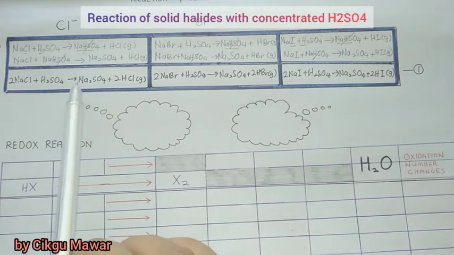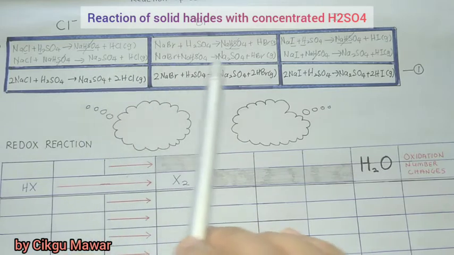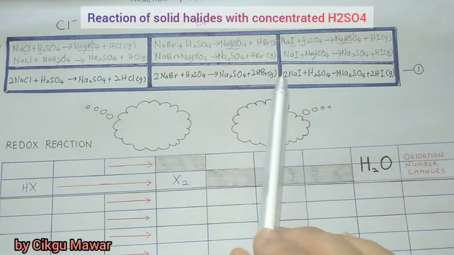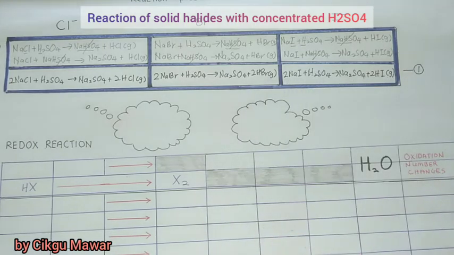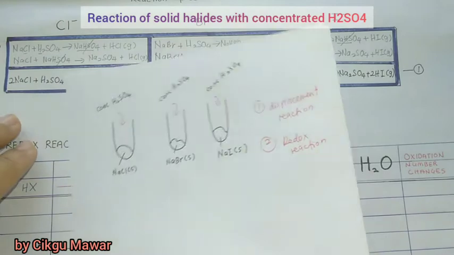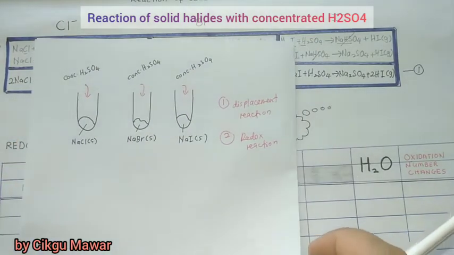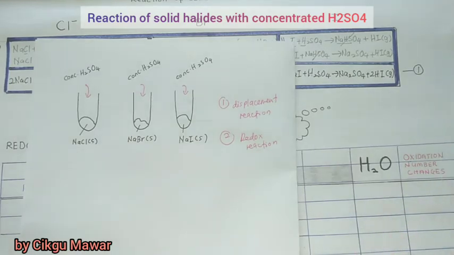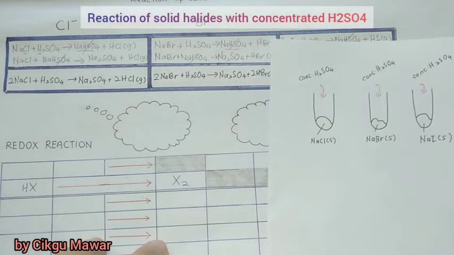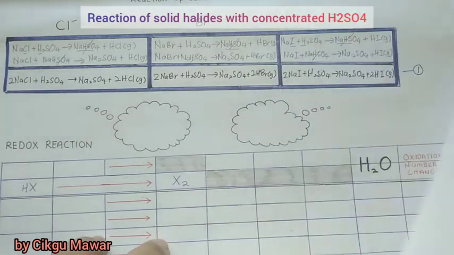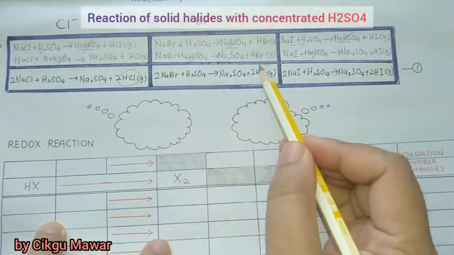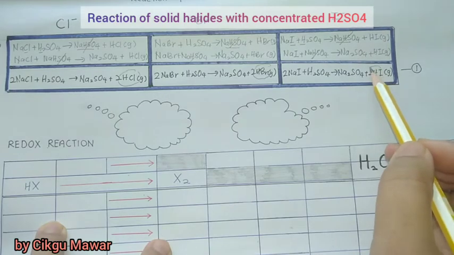Now we have the displacement reaction between the 3 types of halide. So the overall reaction of the displacement reaction we put as reaction 1. Refer to this diagram. I have said that the second reaction is a redox reaction. In the redox reaction, the products formed here are hydrogen chloride gas, hydrogen bromide gas, and hydrogen iodide gas.